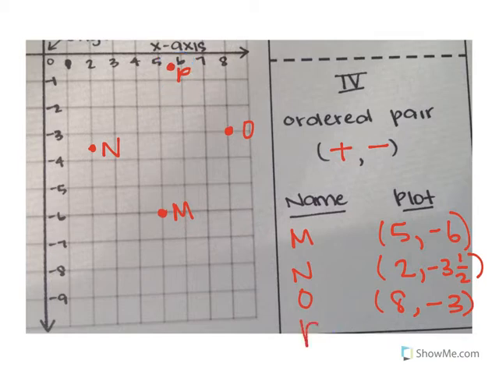The name of this point is P, and the ordered pair for this plot point is 5.5, comma, negative half. And you have finished your notes on graphing in the coordinate plane.